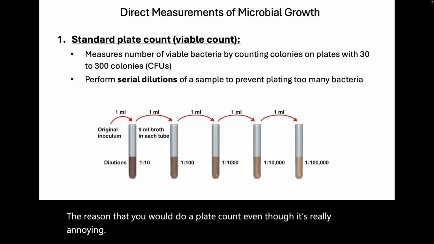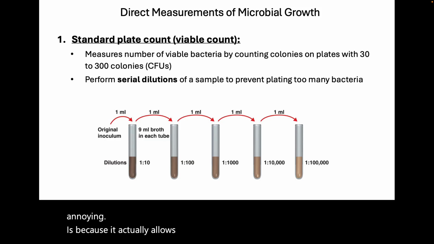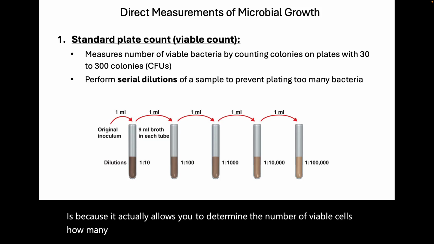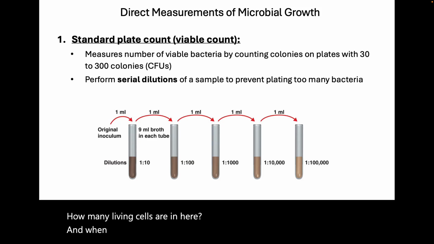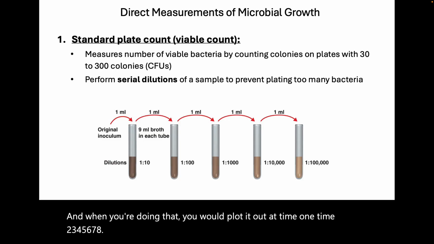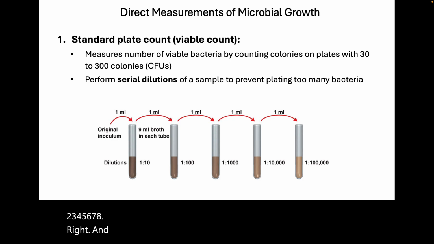So the reason that you would do a plate count, even though it's really annoying, is because it actually allows you to determine the number of viable cells. How many living cells are in here? And when you're doing that, you would plot it out at time 1, 2, 3, 4, 5, 6, 7, 8. Right? And you would get that curve.